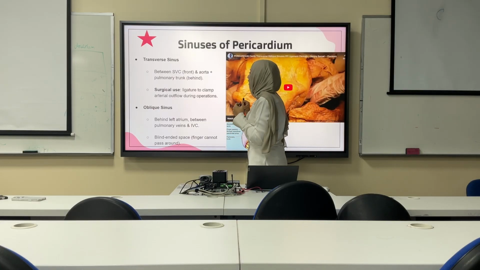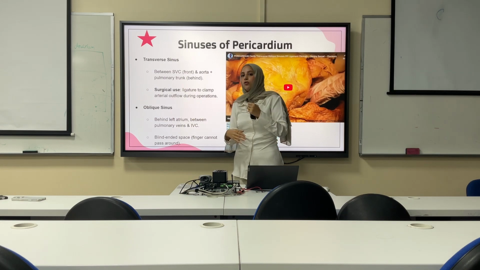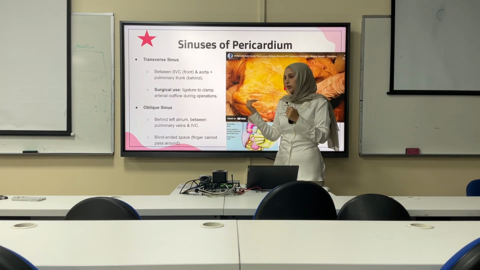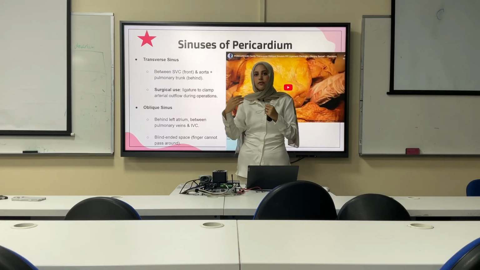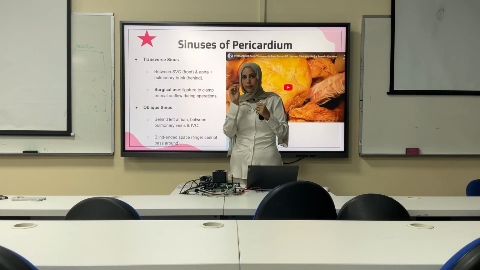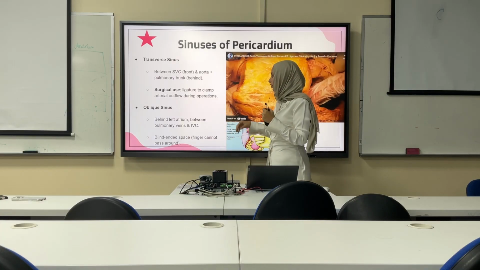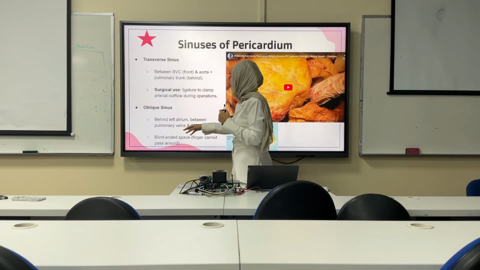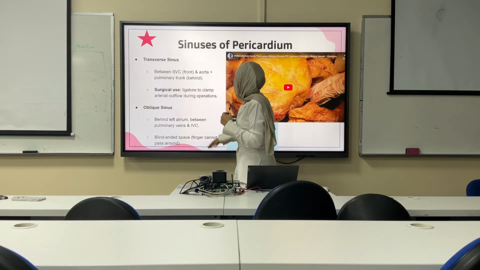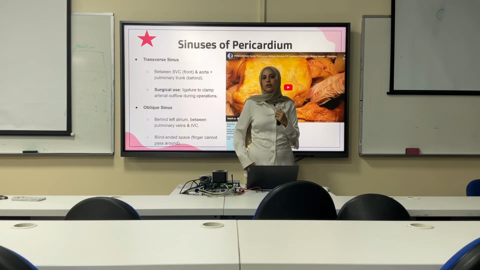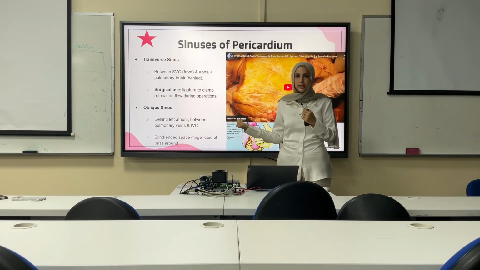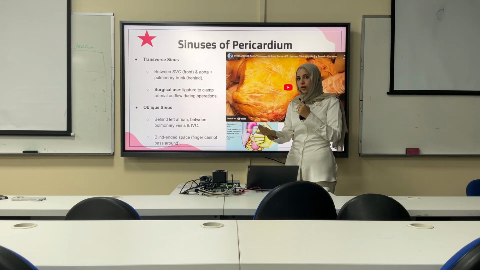Make sense? Anyways, and then oblique sinus, it goes from right under the heart, you're gonna see in a second, behind the left atrium, between the pulmonary veins and the inferior vena cava. The pulmonary veins, you remember, go directly from behind, and then the inferior vena cava is kind of posterior. Blind-ended space, fingers cannot pass around. So it's like how you have a pouch in your jeans. It's a pouch, but then it's blind-ended. You cannot go further than that, right? This is basically how the oblique sinus is. It's just right under the heart.